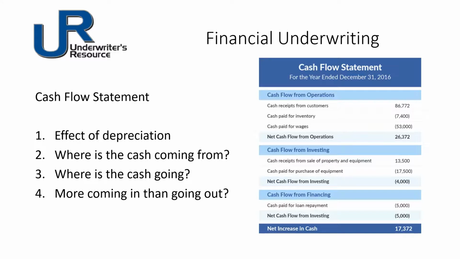The other thing it shows you is where money is coming from. Is it coming from inventory? Is it coming from sales? Is it coming from investing operations? It's also going to show you where the cash is going. Where is all the money going out? It's always good on a cash flow statement to see that there's more money coming in than going out, similar to seeing on a profit and loss statement that they are actually incurring a profit.